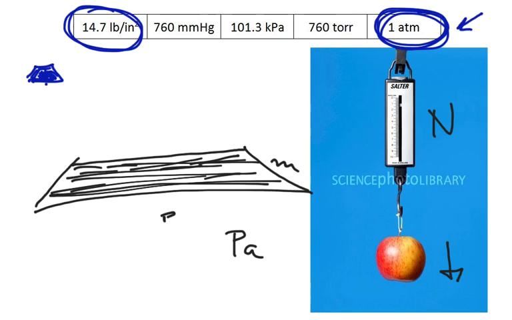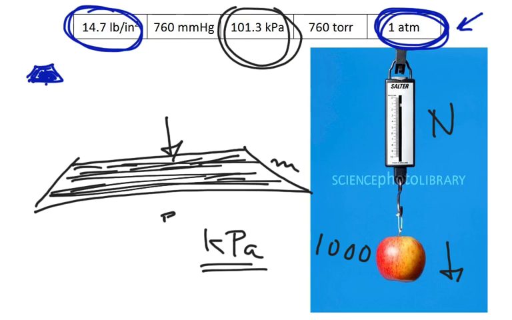Now, a much more useful unit would be if we had 1,000 apples. So we put 1,000 apples pushing down on that square meter, and we would call that a kilopascal. That's the unit that we use for the metric system. And even then, it takes 101.3 kilopascals to equal the pressure of 1 atmosphere, or 14.7 pounds per square inch.